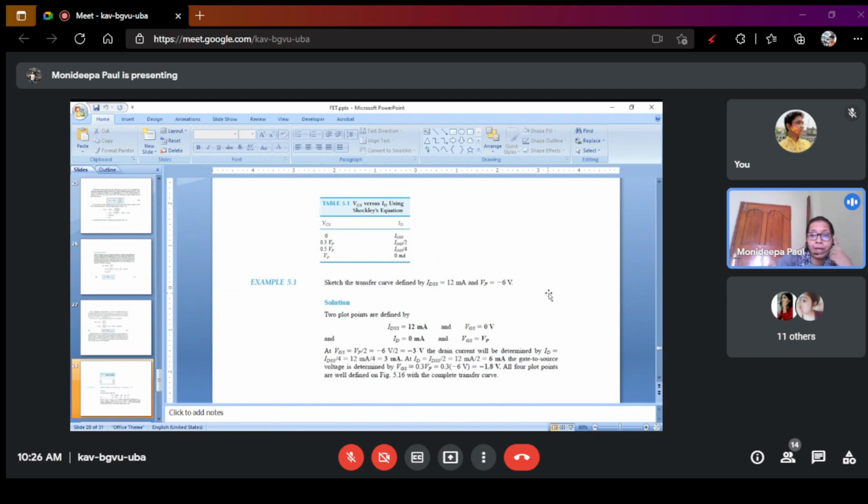Sketch the transfer curve defined by IDSS is equal to 12 milliampere and VP is equal to minus 6 volt.